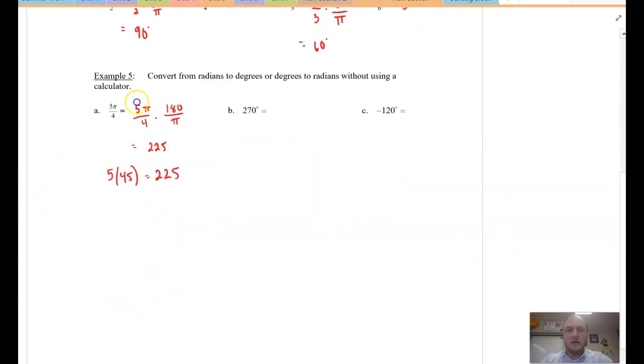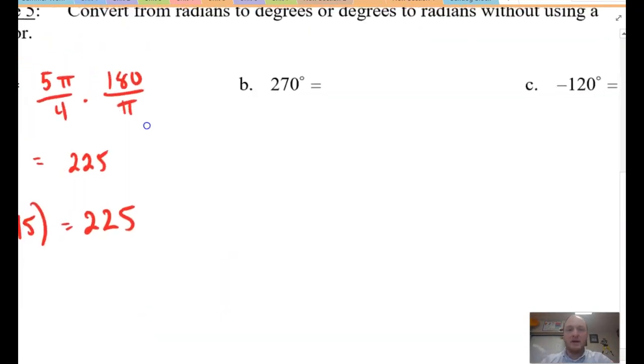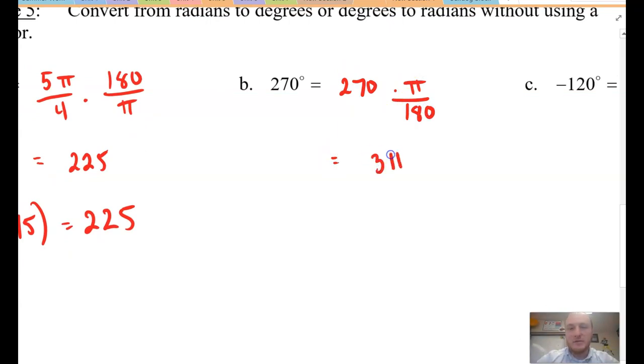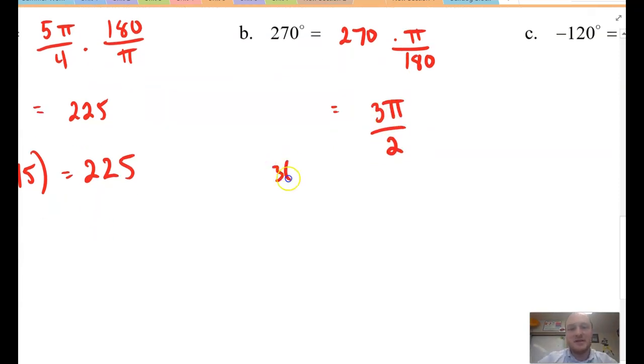All right, 270 degrees. Here's where you do the reverse. So if I have 270 degrees and I want to go to radians, I'll put pi on top and I'll divide by 180. And this is 3 pi over 2. Hopefully that's one that you remember. Another way to look at this is 3 times 90 degrees. And don't we know that 90 degrees is pi over 2? So that would give us 3 pi over 2.